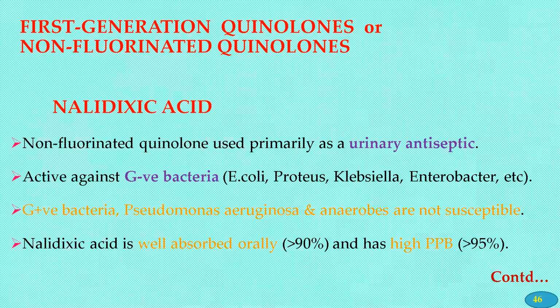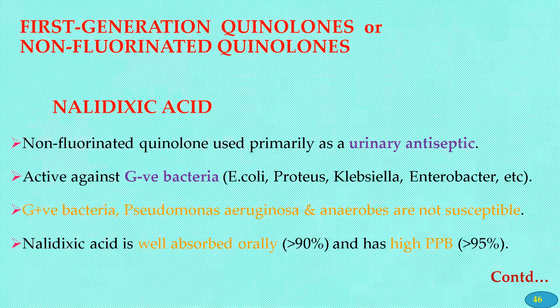They are effective against gram-negative bacteria, especially E. coli, Proteus, Klebsiella, and Enterobacter. Still, E. coli infections, especially UTIs, are treated with nalidixic acid because it's one of the oldest agents. Gram-positive bacteria, Pseudomonas and anaerobes are not susceptible to nalidixic acid.